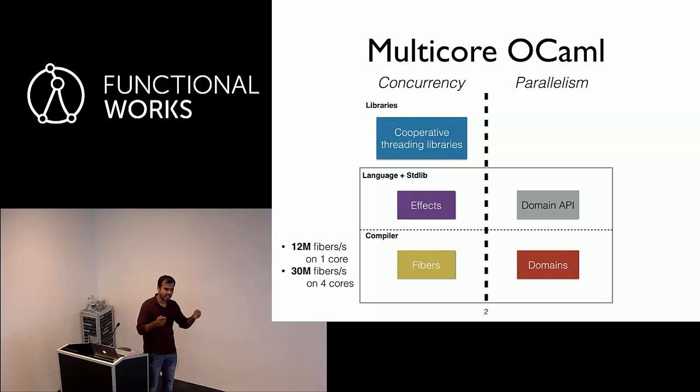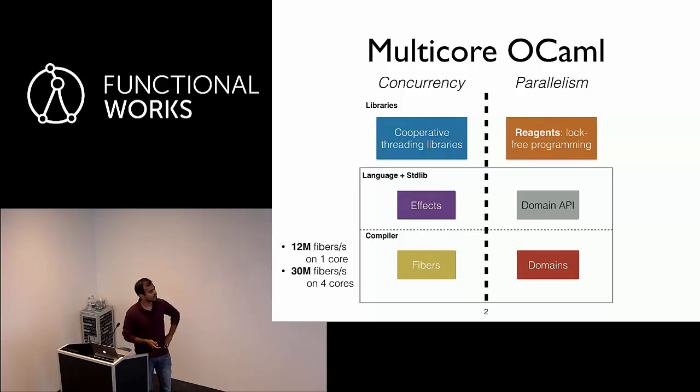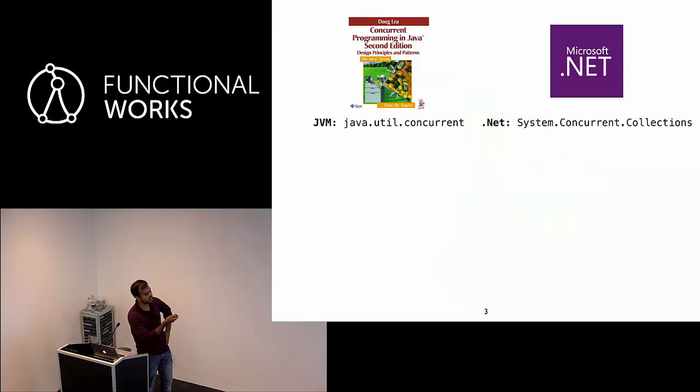Essentially, the programmer can write their own libraries, and the idea is that the programmer really knows what they're doing in terms of their application. So if they can write their own schedulers, then the programs can actually be better designed. We imagine cooperative threading libraries to be written using effects, but any half-decent parallel programming language also needs to provide a very good library for shared memory parallel programming, and this is where Reagents come in.